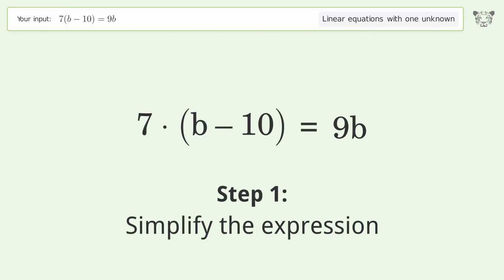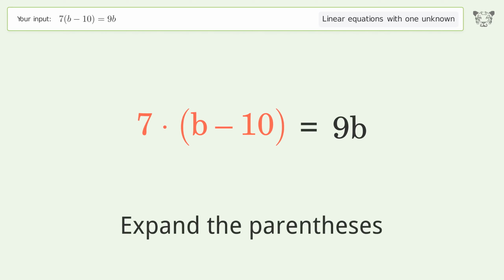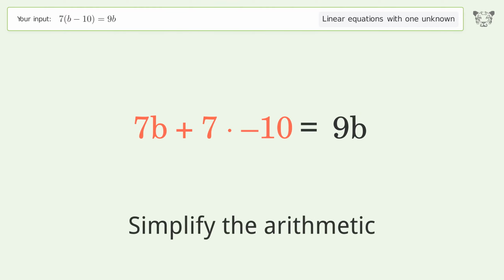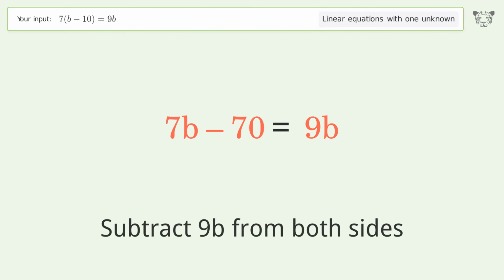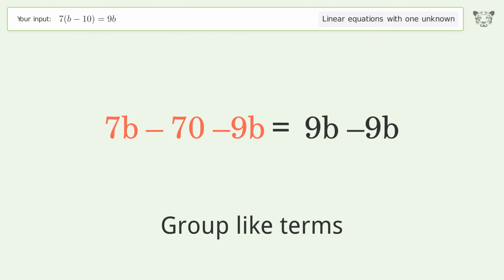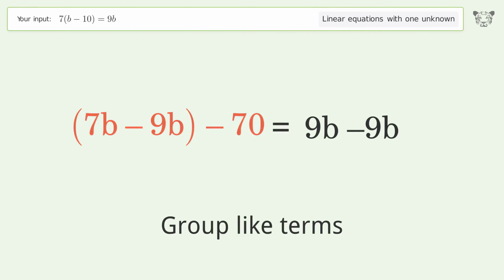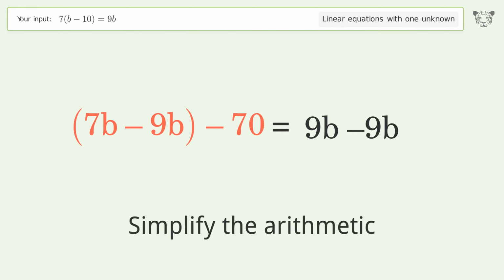Simplify the expression. Expand the parentheses. Simplify the arithmetic. Group all b terms on the left side of the equation. Subtract 9b from both sides. Group like terms. Simplify the arithmetic.